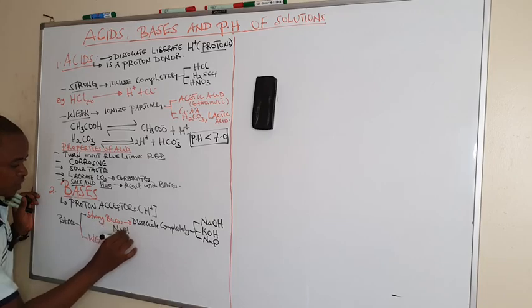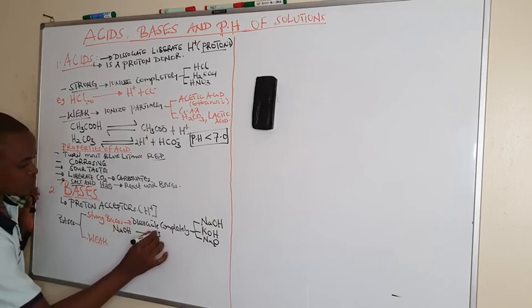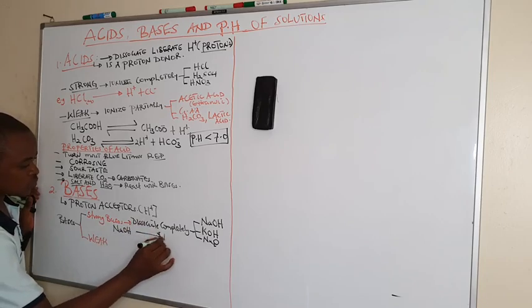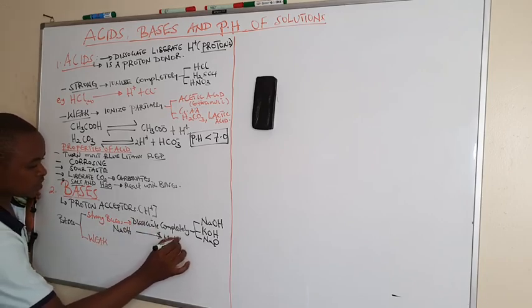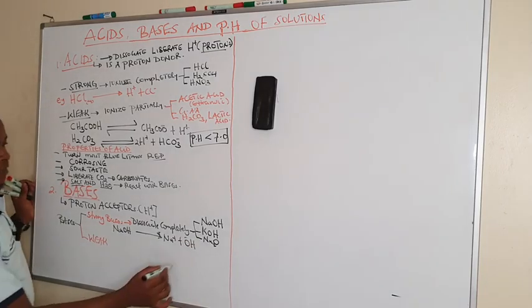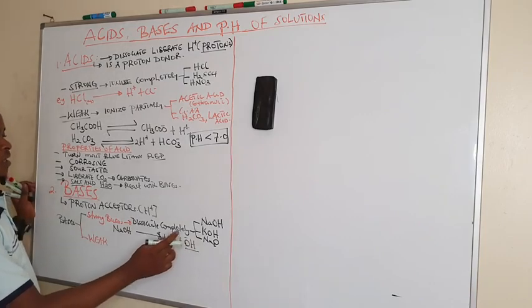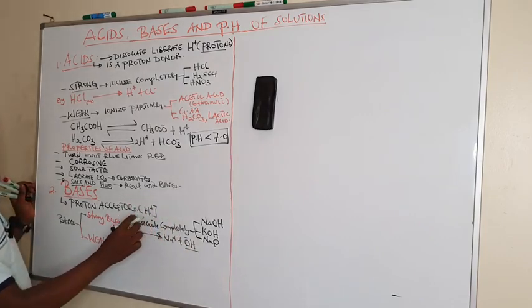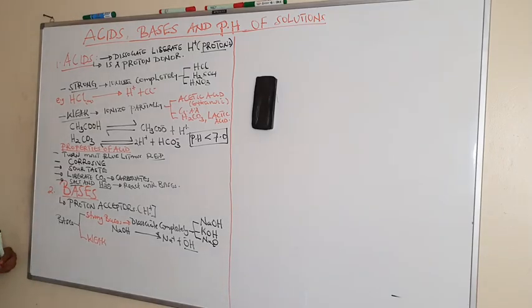if I have sodium hydroxide in solution, it dissociates completely to give sodium ions and hydroxyl ions, and it is these hydroxyl ions that accept the proton in solution to form water. So that is the example of a strong base commonly used.